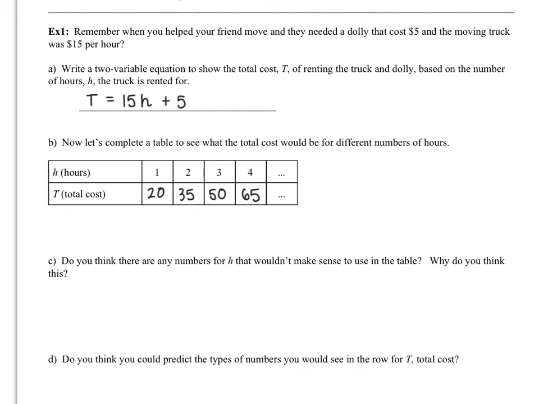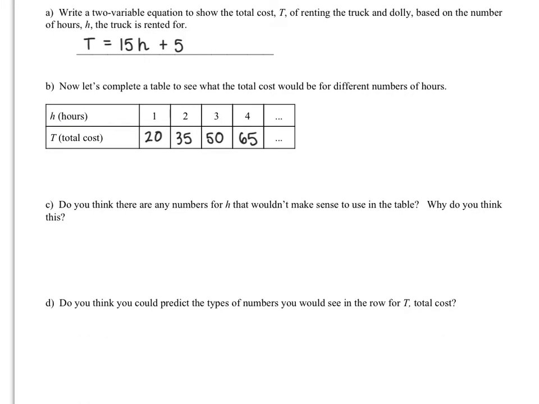So I'd be curious to hear what you came up with. Maybe you said that it wouldn't make sense to have a really large number of hours because it wouldn't take that long to move. You'd probably be right. What I was thinking is that it wouldn't make sense for any numbers to be below 1. Because if you're not going to rent the truck at all, let's say for 0 hours, you're probably not going to rent the dolly. Even more so than that, numbers below 1 are negative, and it wouldn't be possible to rent the truck for a negative number of hours. So I don't think it would make sense to have negative numbers for H.